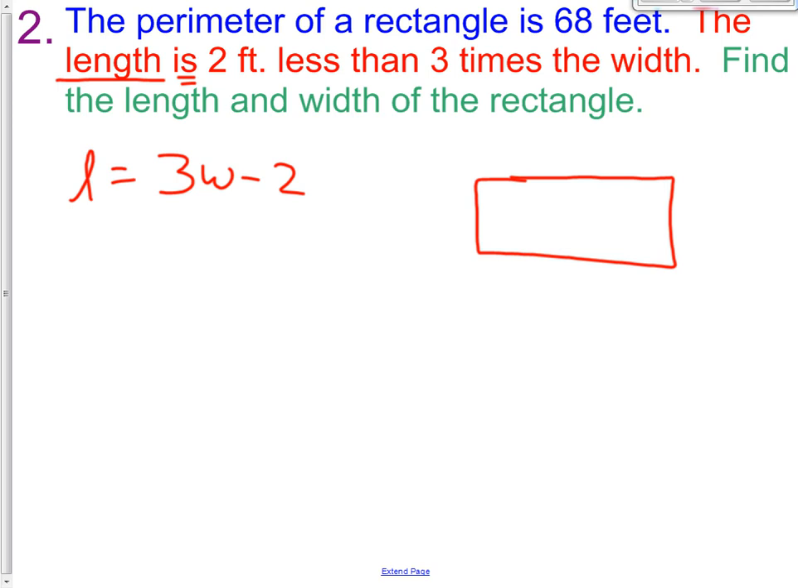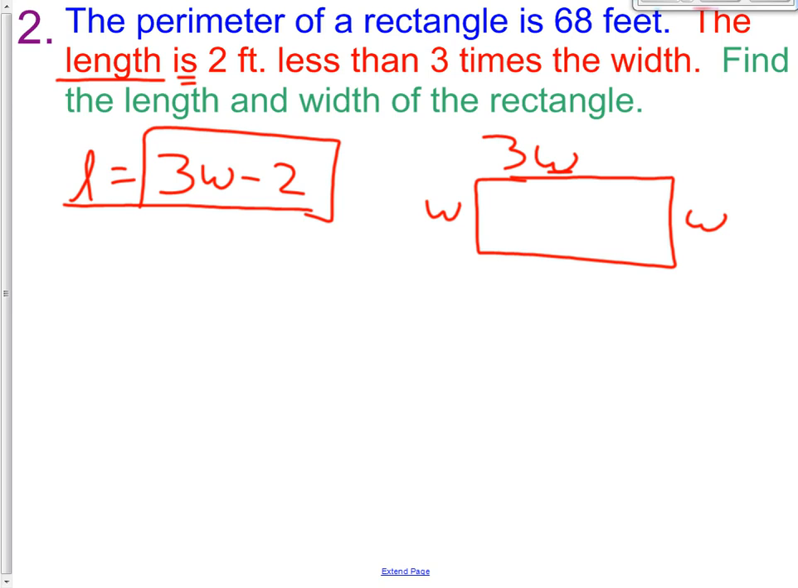So if this is my length, I would have length, length, width, width, except I don't need to write L anymore. I'm going to substitute in what I know L equals. L, the length, equals 2 feet less than 3 times the width. So the length equals this, which is 3W minus 2.